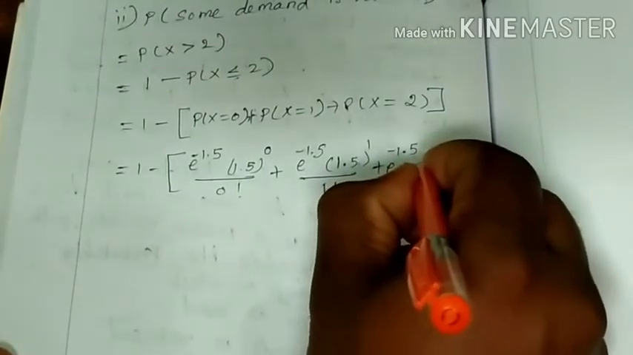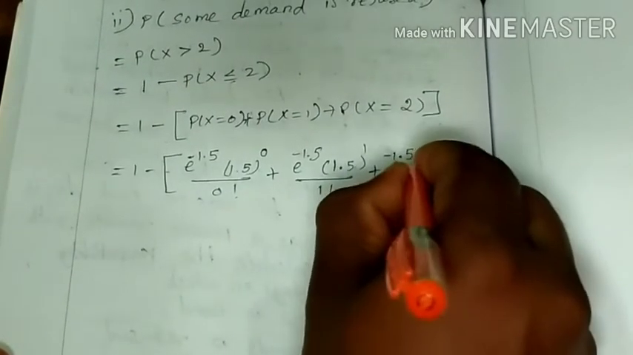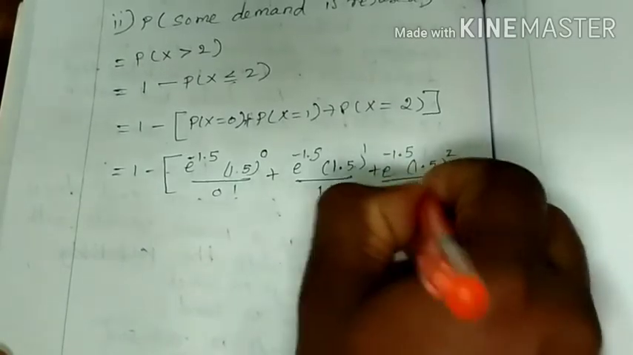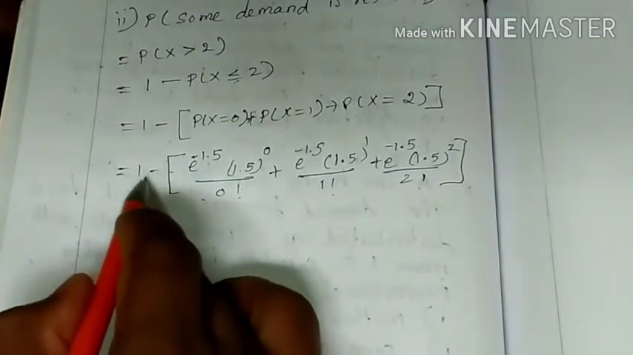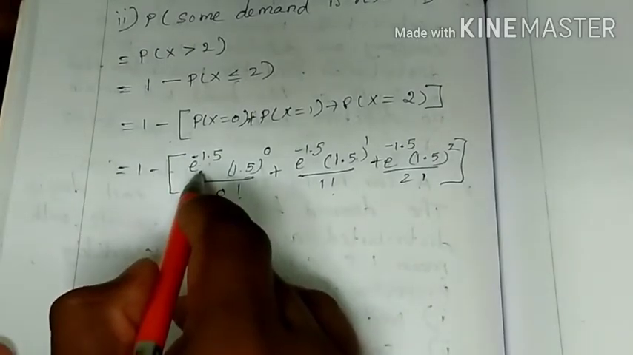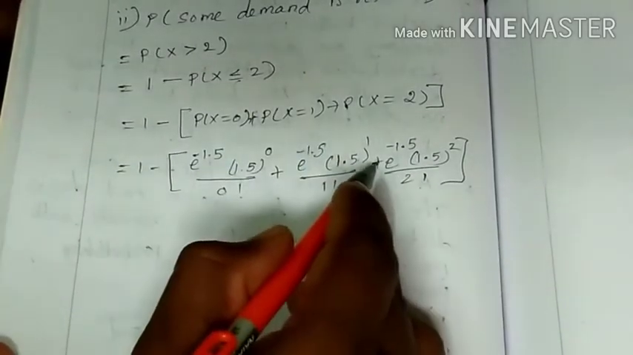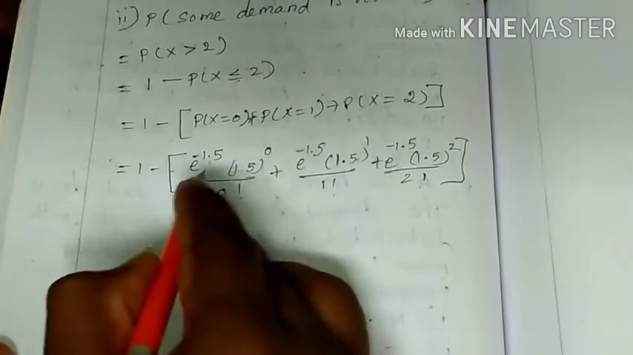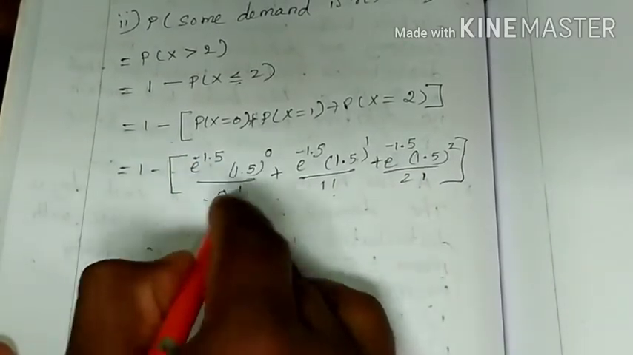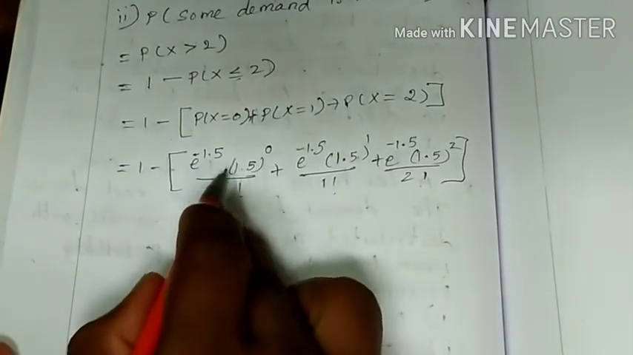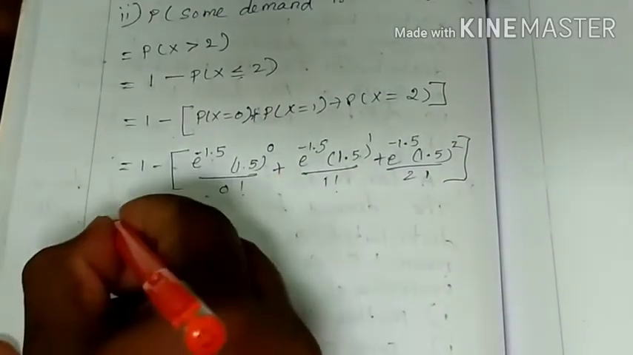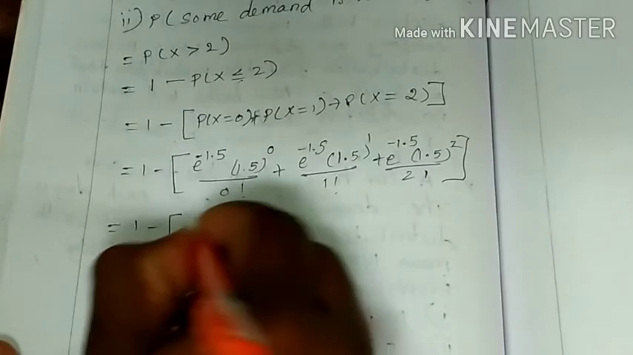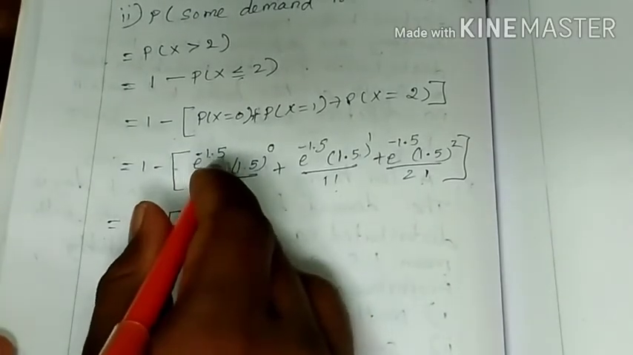Okay, so 1.5 power 2 divided by 2 factorial. That's all. Are you clear? So 1 minus, this is a definition. Using the definition we get the answer, e power minus lambda, lambda power x divided by x factorial. So now I substitute all the lambda and x values. So 1 minus e power minus 1.5.